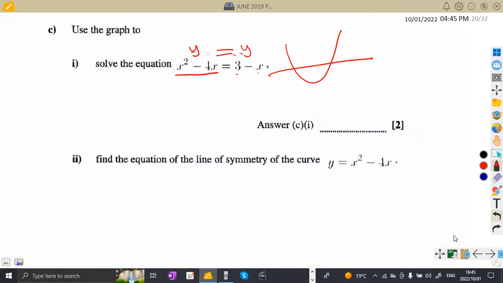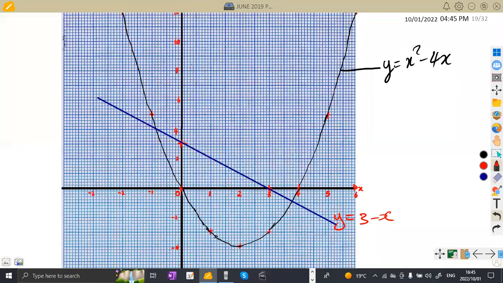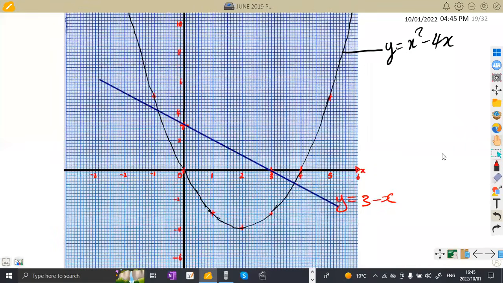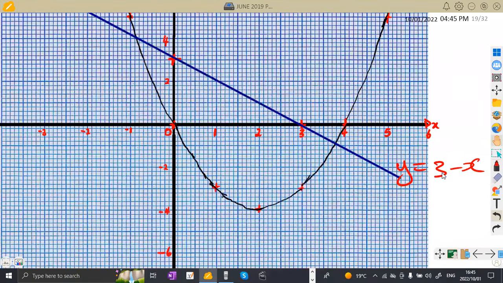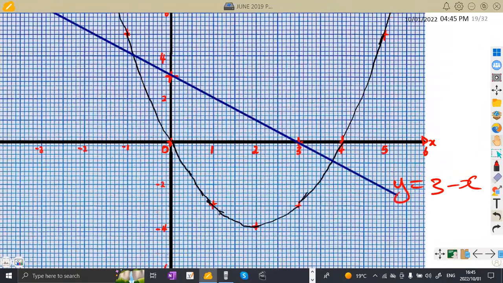Okay, so where the two graphs meet, that is where we are going to find the values of x. These two graphs meet at these 2 points. Using your ruler, draw from the point of intersection straight to the x-axis. That value of x is the one that we need at that point. The same here: from the point of intersection, draw straight to the x-axis. That value of x is the one you're going to need from that point.